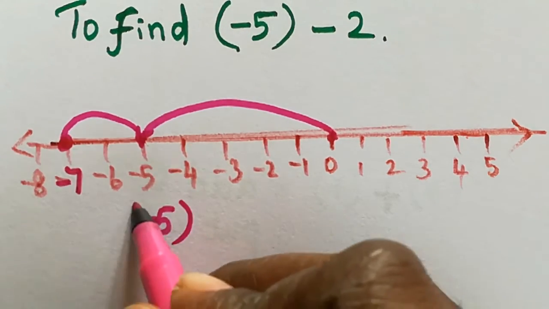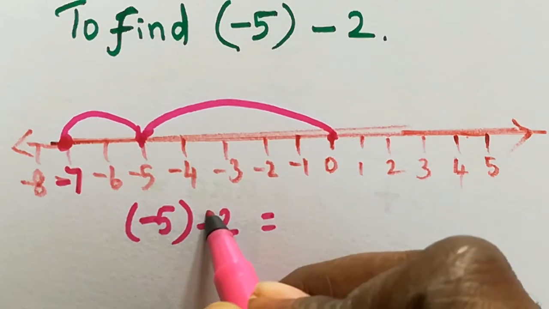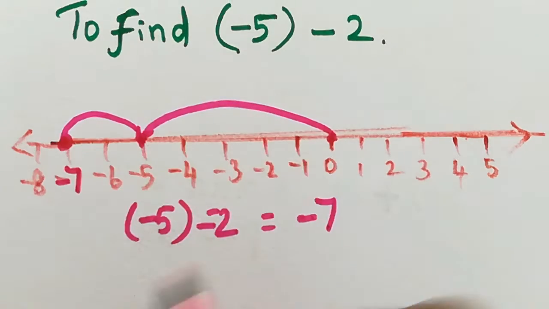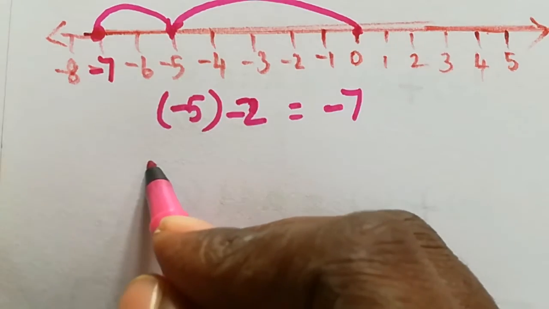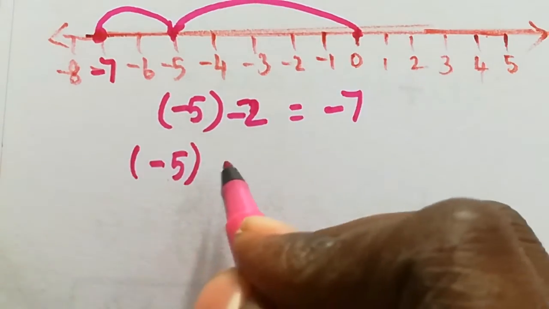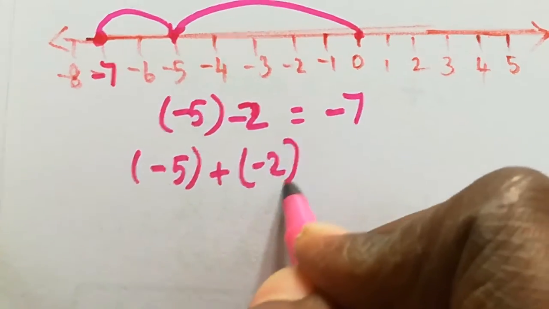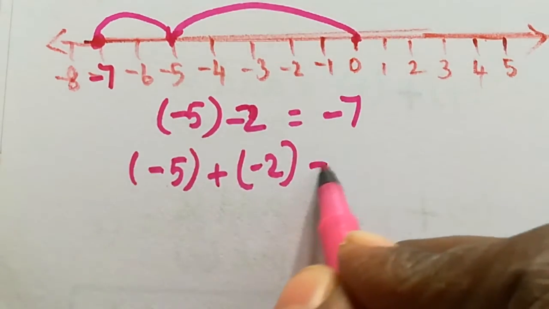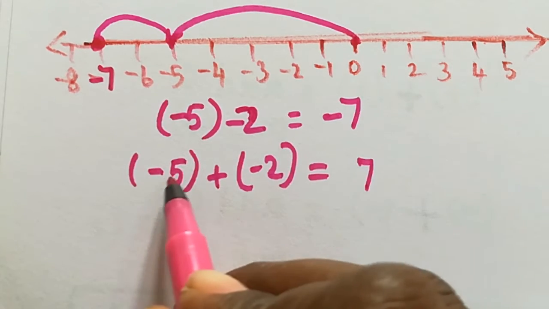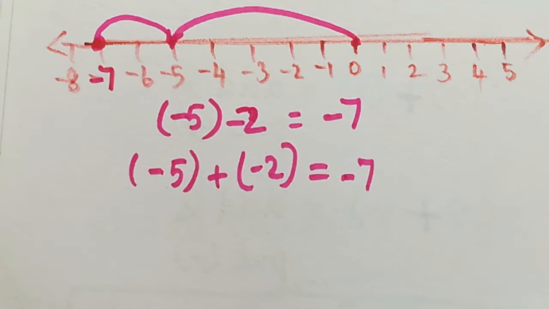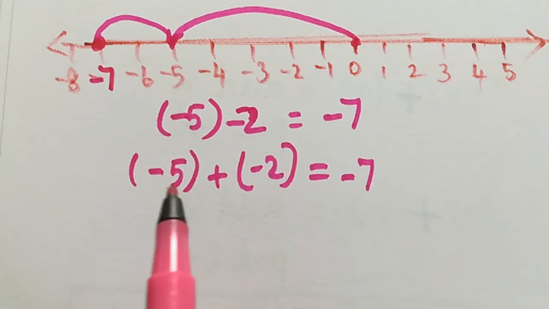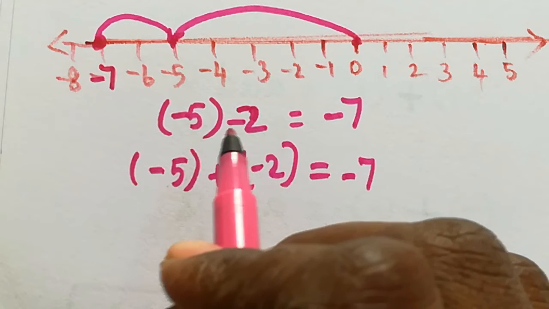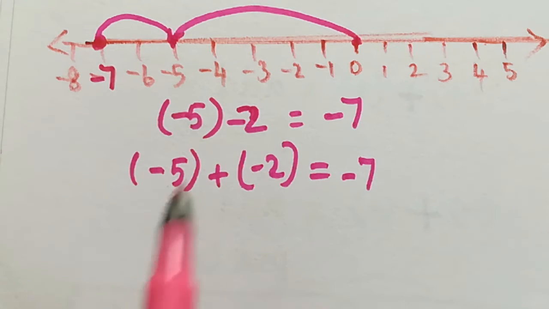So what's the answer? Minus 5 minus 2 is equal to, what do we get? Minus 7. See, minus 5 minus 2 is like minus 5 plus minus 2, isn't it? We already add this: 5 plus 2 is 7, and we put the minus sign. Just before, we have seen about addition, isn't it? Like that. We are adding and we are putting the minus sign.